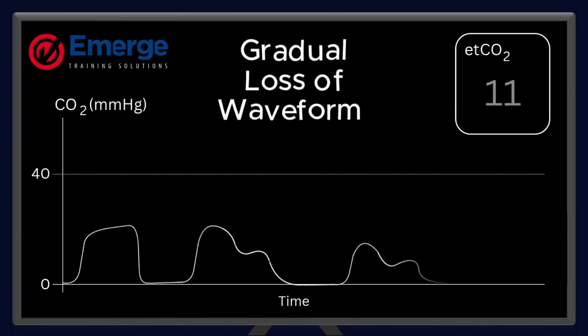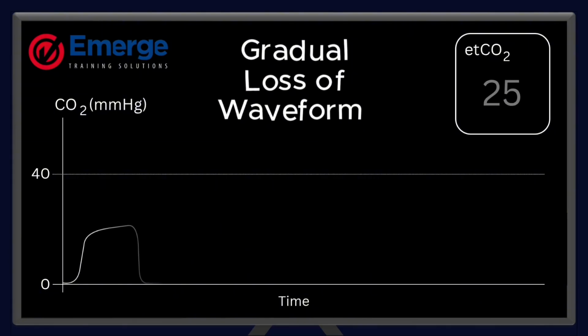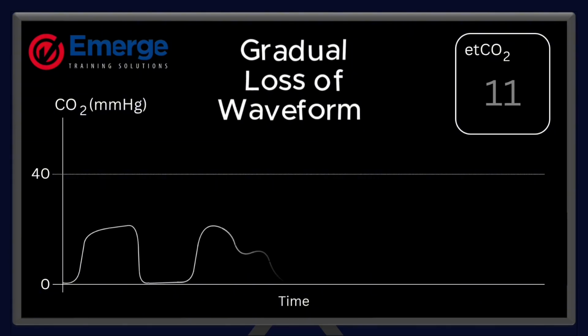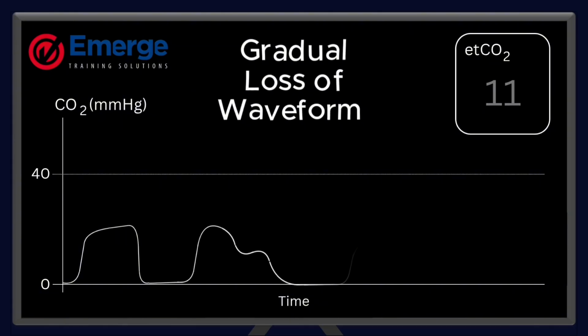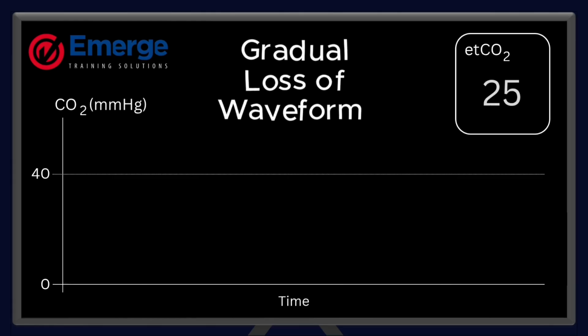A mask that was sealed a minute ago loosens as the patient moves. A supraglottic airway that looked perfect on insertion shifts just enough to let gas escape around the perimeter. An endotracheal tube cuff leak. Even subtle developing apnea can look like this, with the patient progressively breathing less until the machine is capturing almost nothing. Every time the waveform shrinks, remember the big three systems.